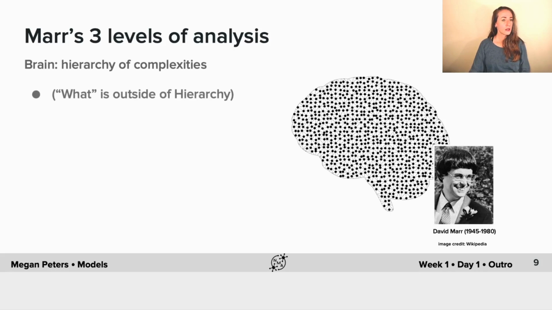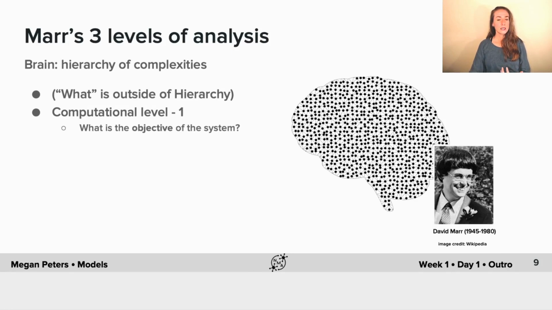So as I said, the what is outside the hierarchy. The first level that Marr came up with is called the computational level. And the idea here is that you are trying to describe the objective of the system, which is essentially, why does the system behave the way it does, or why is the system organized in the way that it does? So these are those interpretation why kinds of questions. How close is the system to optimal, and why, and so on.